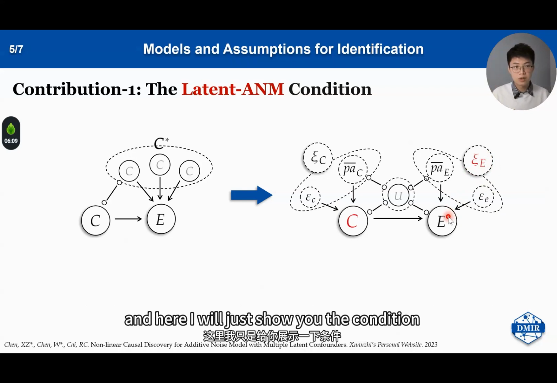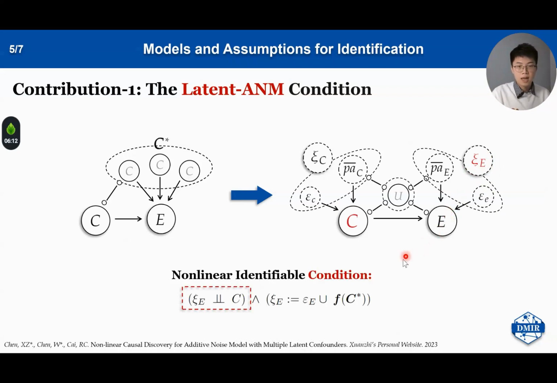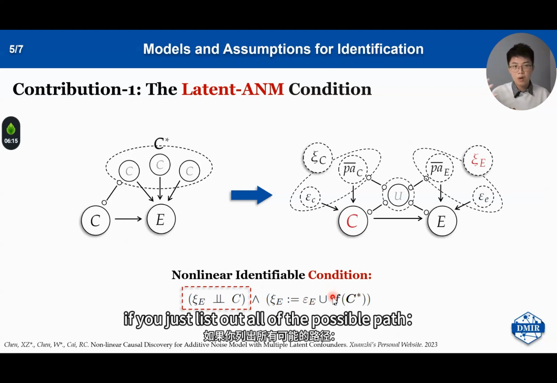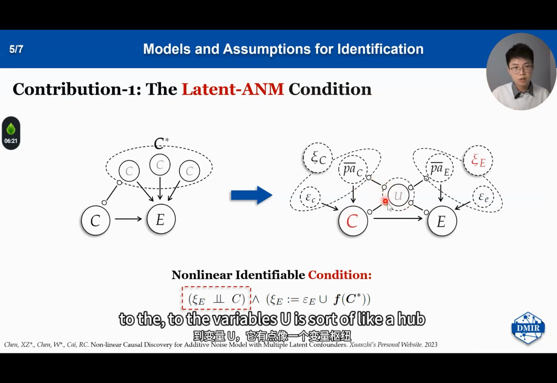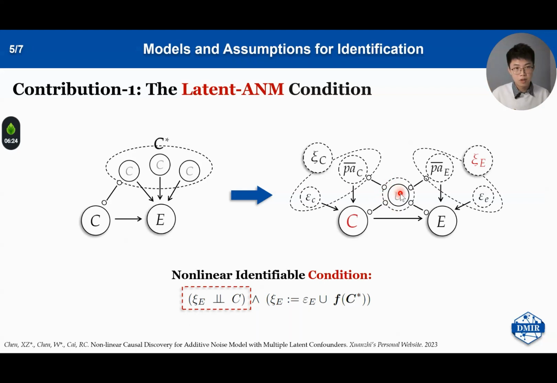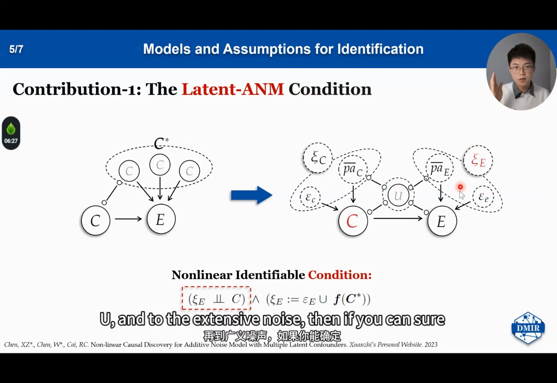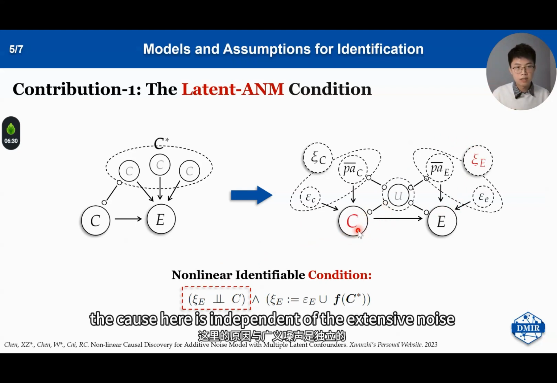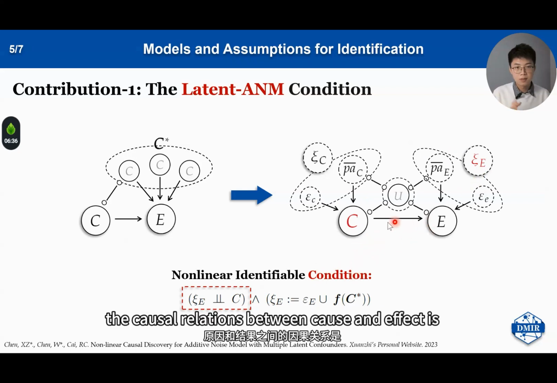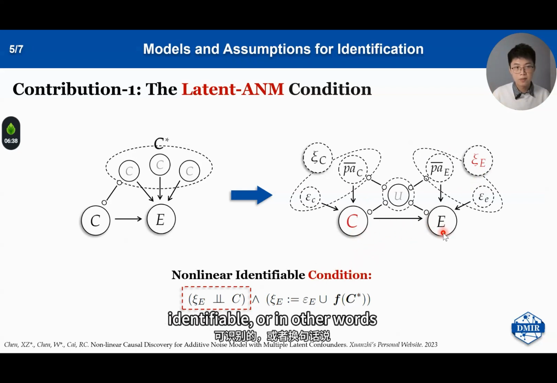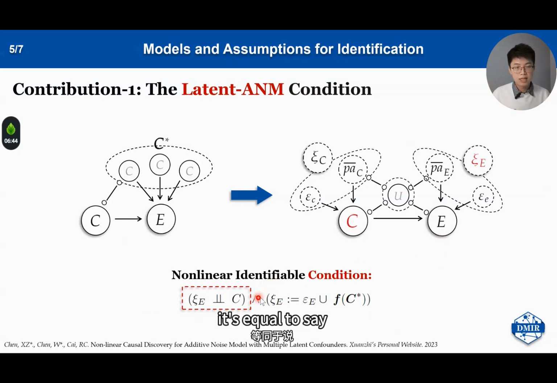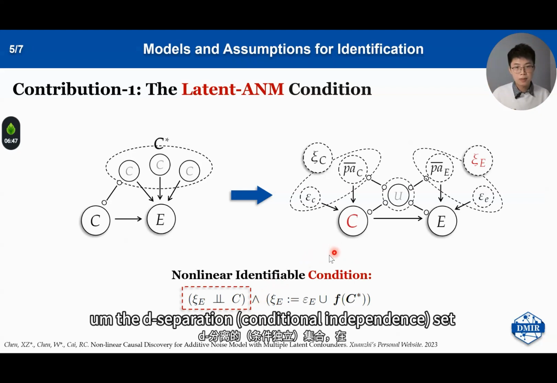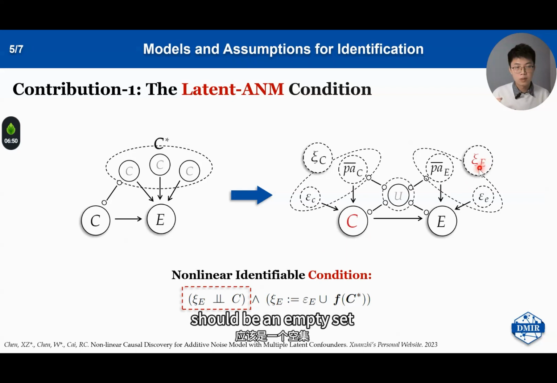And here I will just show you the condition quickly below. It means if you list out all of the possible paths from the interesting cause to the variables U, which is sort of like a hub, to the variables U and to the extensive noise, then if you can ensure the cause here is independent of the extensive noise, the condition will tell you the causal relation between cause and effect is identifiable. Or in other words, if you are familiar with the notion of d-separation, it's equal to say the d-separation set between the cause and the extensive noise should be an empty set.